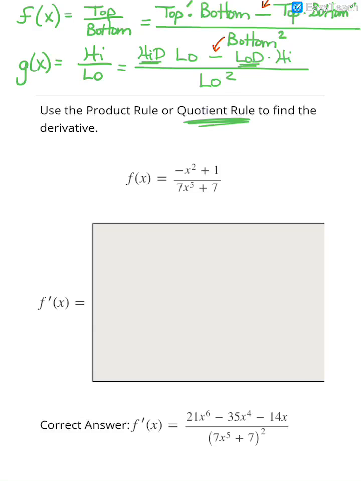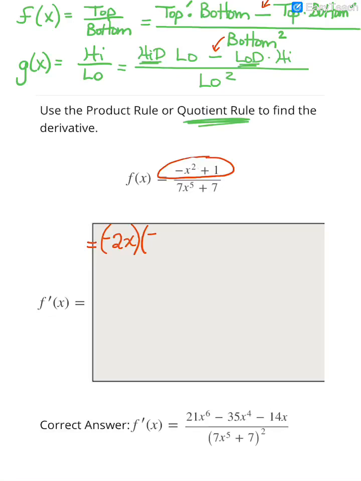Okay, so when we look at this first example and we're asked to derive it, we're going to start out with taking the derivative of the top. So the power of 2 comes to the front times the negative. That becomes a negative 2x to the first when you decrease that power by 1. Put it there so you can see it. The derivative of the 1, of course, is 0 because that's a constant. So there's my derivative of my top, or my derivative of my high.